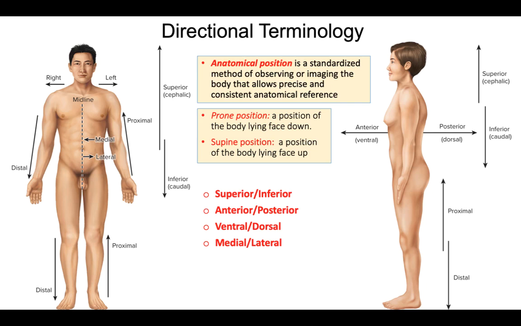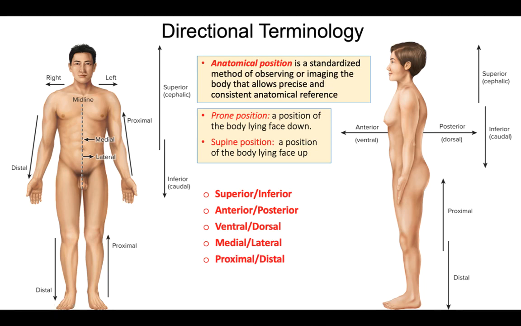Next pair is medial and lateral. These words are used in reference to a midline. So this would represent the midline of the body, or it might be a midline of an organ. If you're closer to that midline, or closer to the middle of the organ or organism, you are medial. If you're further away from it, you are lateral. So for example, the thumb is lateral. Your pinky is medial. All right, and we're going to do a whole bunch of examples on the next slide.